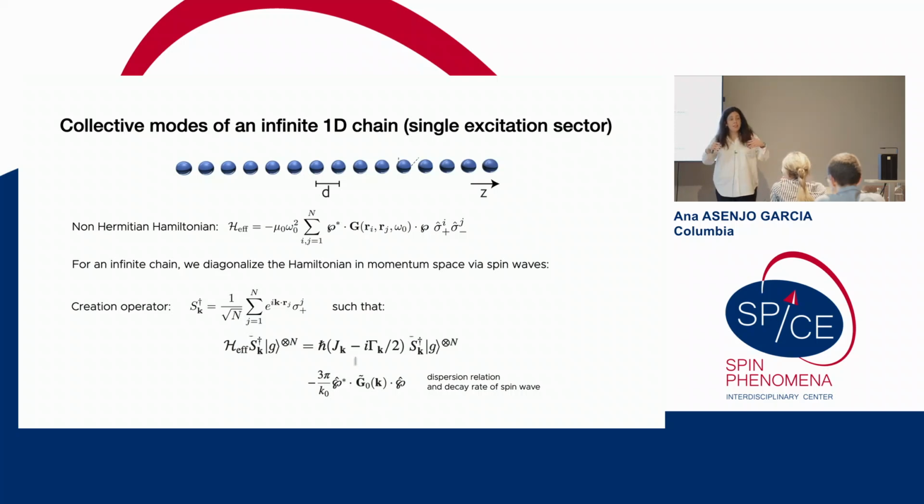So it means this is going to cost you some energy according to the dispersion, I mean the momentum. But interestingly, there is also going to be an imaginary part. So this is an imaginary dispersion relation, if you wish, that tells you that if you prepare an excitation, or a spin wave, with momentum k, depending on that momentum, this excitation can be radiated after some time, which is 1 over gamma k, or it will stay there forever if gamma k is 0.